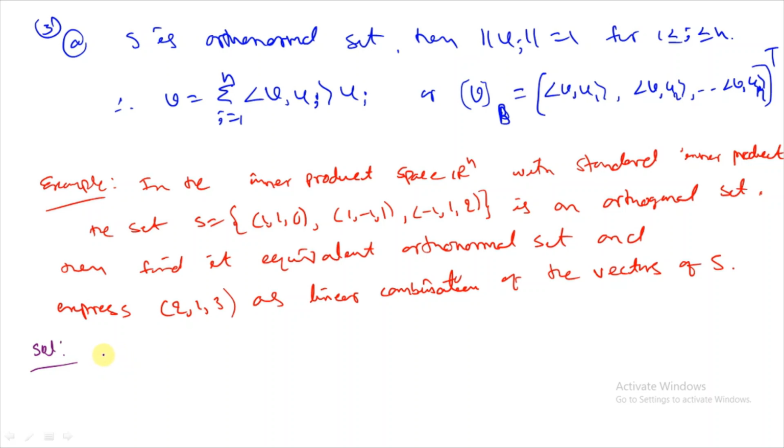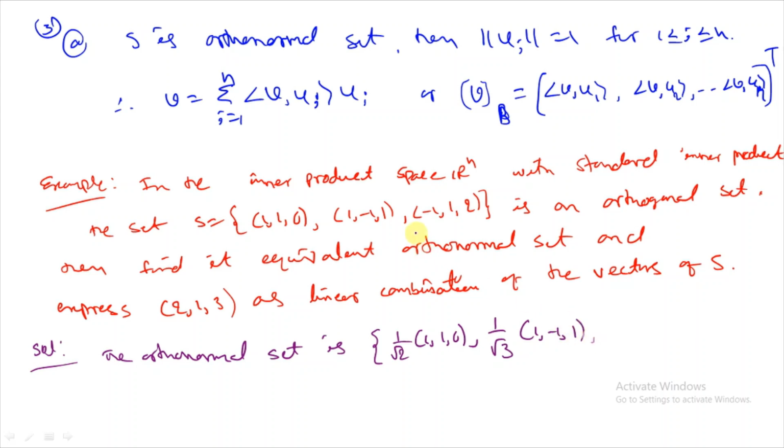To get an orthonormal set, divide each vector by its length. What is the length of this vector (1,1,0)? Root 2. Now what is the length of (1,-1,1)? Root 3, so 1 by root 3. Next, this length is 4 plus 1 plus 1, root 6. This is the corresponding orthonormal set.